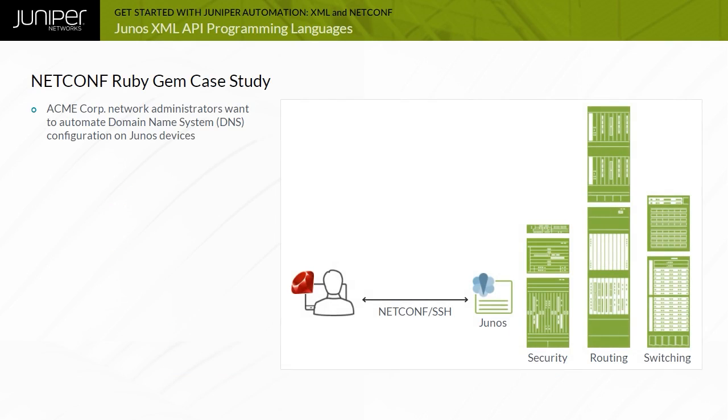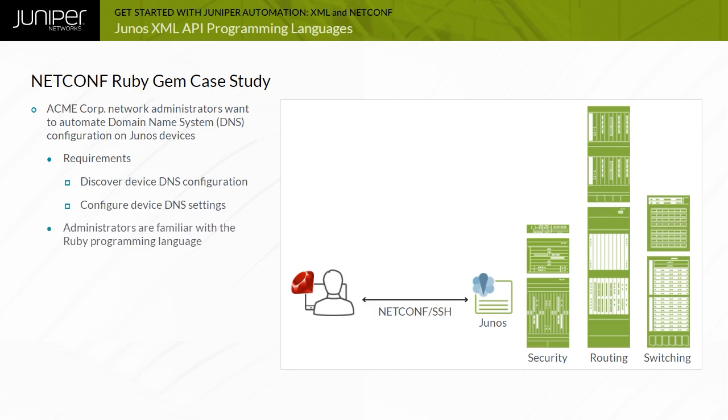Network administrators of Acme Core want to automate domain name system or DNS configuration on Junos devices, including routers, switches, and firewalls. Administrators need to view the existing DNS configuration and change the configuration to include a set of name servers. Acme Core's administrators are most familiar with the Ruby programming language because it is currently being used for server infrastructure automation. This case study uses the NetConf Ruby gem, but other tools could be used in a similar fashion.